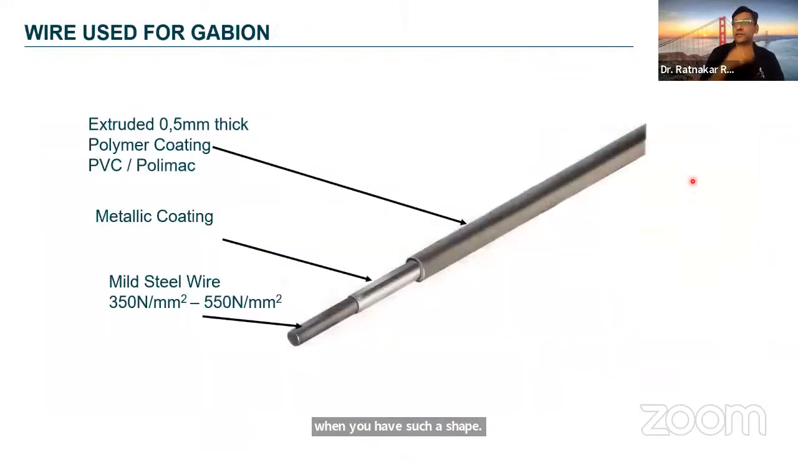Typically, the wire used for making the gabion is steel wire. We call it a mild steel wire, high elongation wire, where the tensile strength could be 350 to 550 megapascals. And this wire is usually protected with a metallic coating, typically zinc or a zinc aluminum alloy, for protection from corrosion. On top of that, additionally, a polymeric coating, typically 0.5 millimeter nominal thickness, is provided, which is either PVC or a polymer material. This polymeric coating again improves the design life of the gabions.